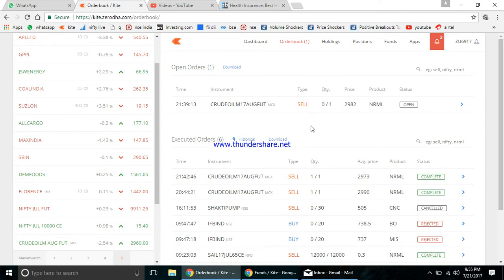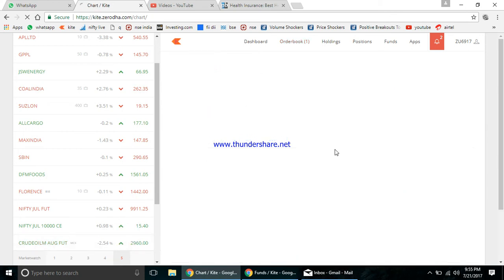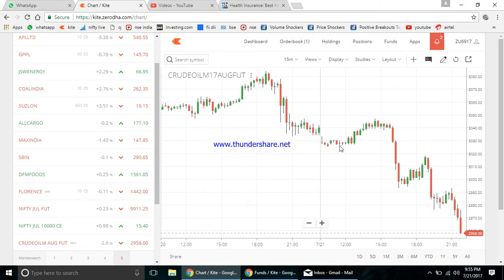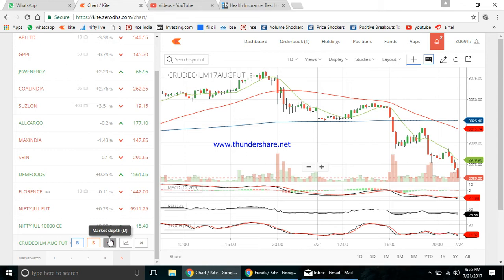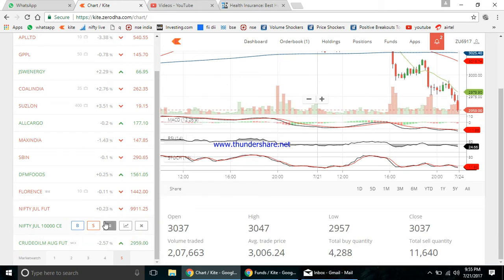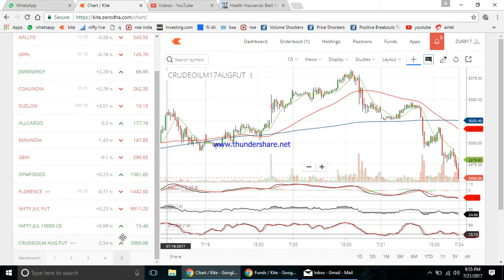So right now I am doing two lots short in crude oil, and you can see the time is 9:55 p.m. The crude oil prices are live. They are still intact because crude oil is working. The commodity is open till 11:30 in the evening. So you can see the prices are fluctuating. The market is live, and I'm live in the trade right now.